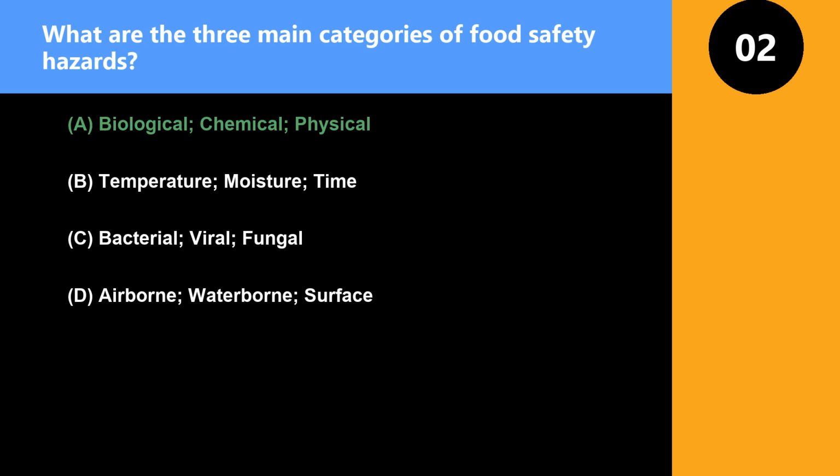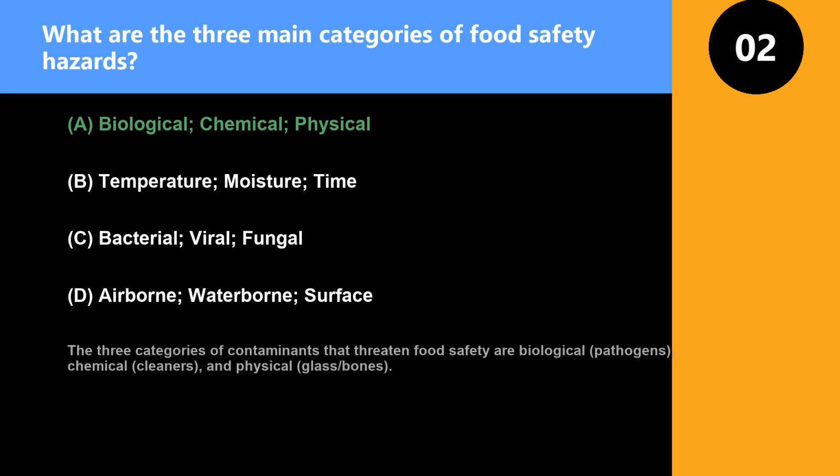The correct answer is option A. Biological, chemical, physical. The three categories of contaminants that threaten food safety are biological, pathogens, chemical, cleaners, and physical, glass/bones.